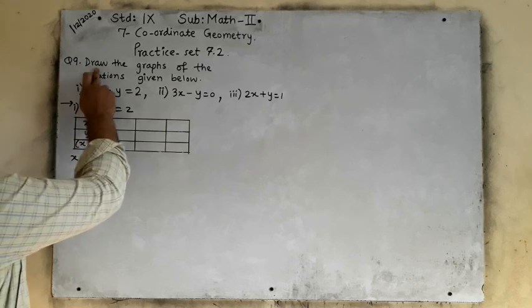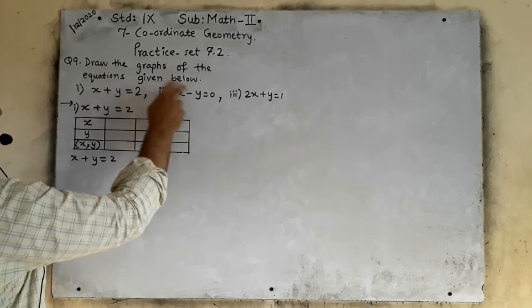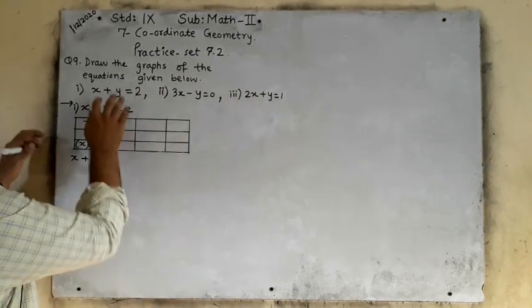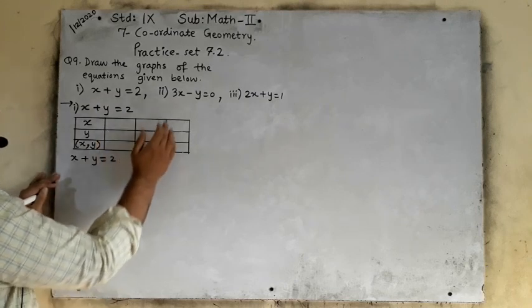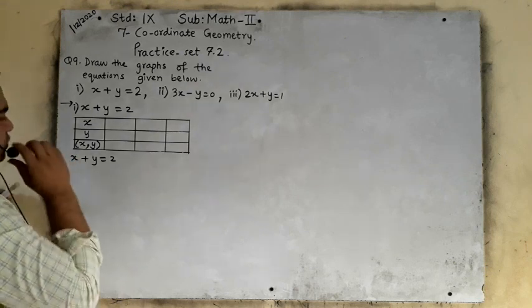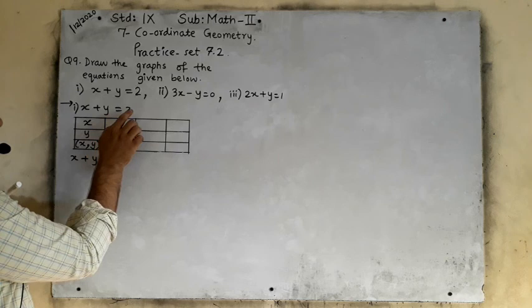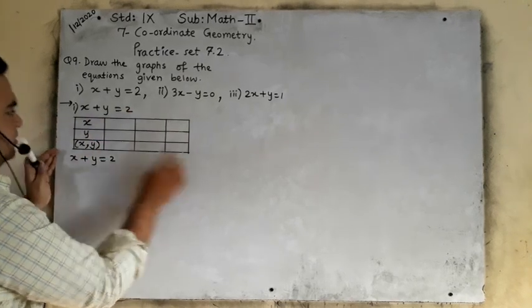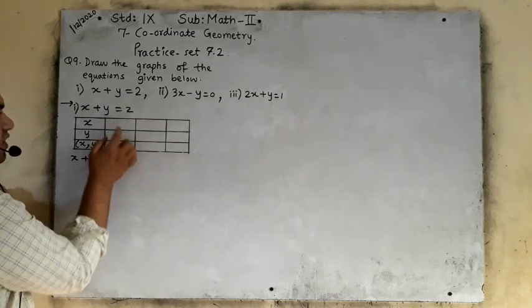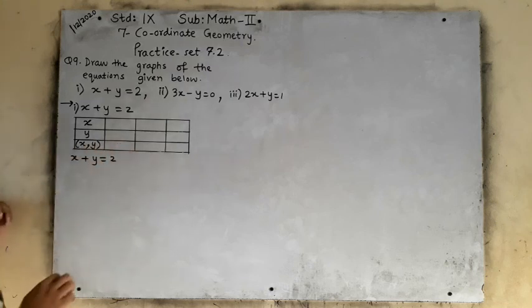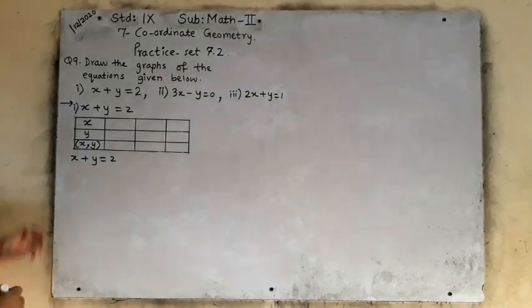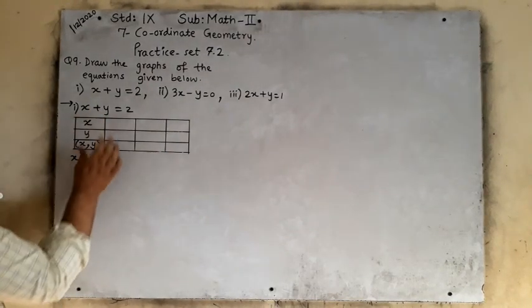See, question number 9 is draw the graphs of the equations given below. This is first equation, second equation, third equation. So my dear students, first we will solve the first equation and we will take its minimum 3 coordinates of each. So we will solve the first equation, that is x plus y is equals to 2. We have to draw the table like this. The first row will be x, the second row will be y, and at last we write the coordinate (x, y), (x, y), (x, y). In this condition we will write the first equation below that table.